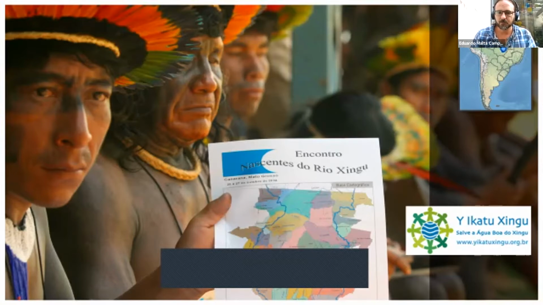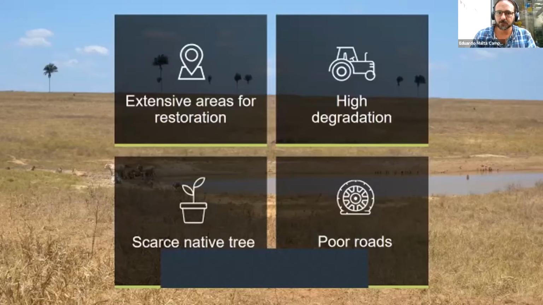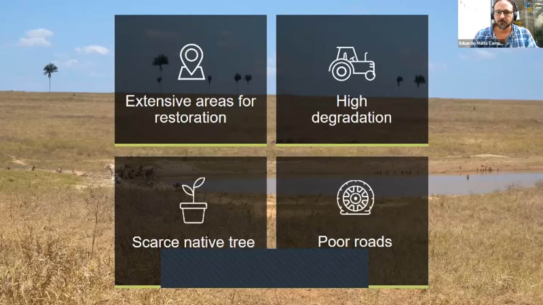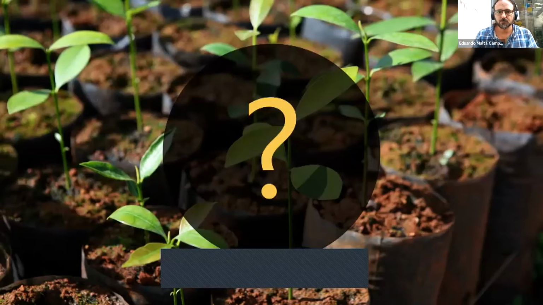So we started a campaign in order to make ecological restoration, mainly on riparian areas of the Xingu River basin. And we found a very difficult situation with no nurseries and difficulty to plant seedlings as is conventionally done in Brazil and many other places. So we asked, what are you going to do?